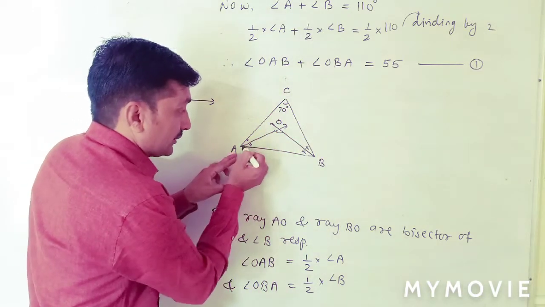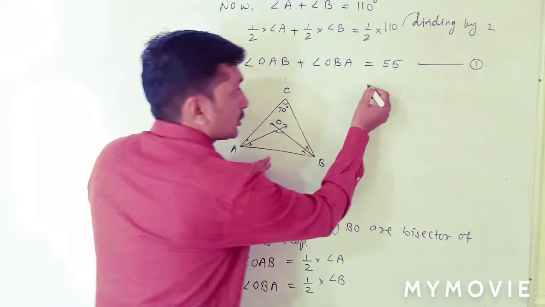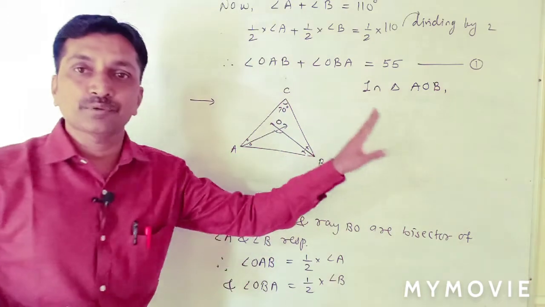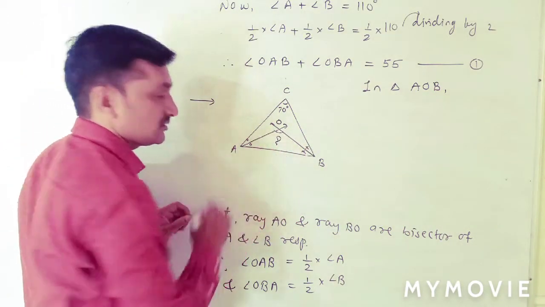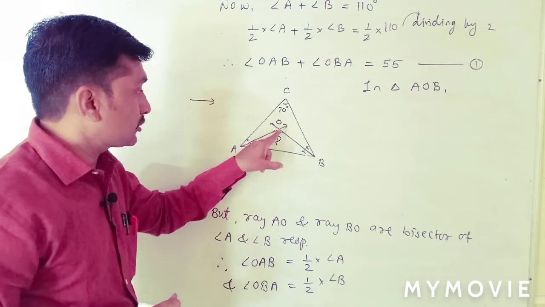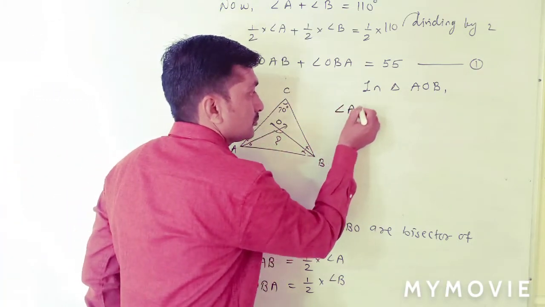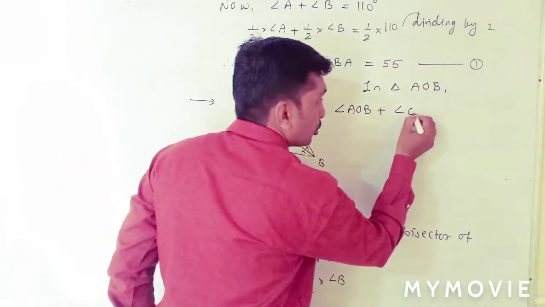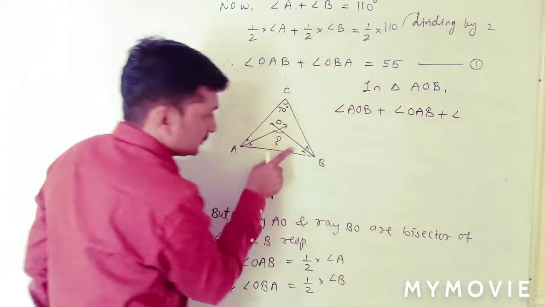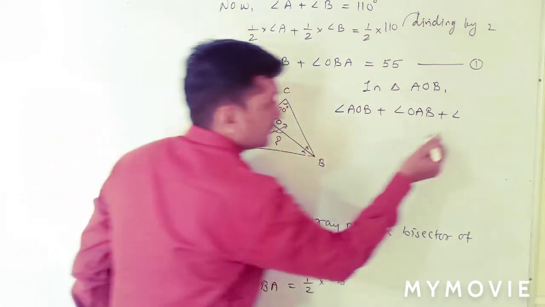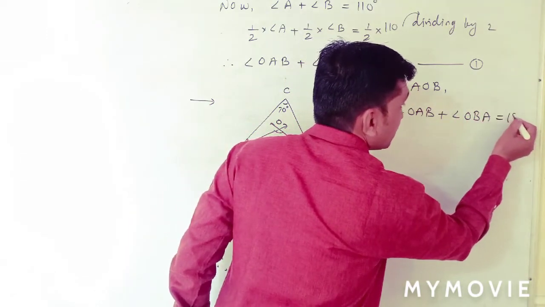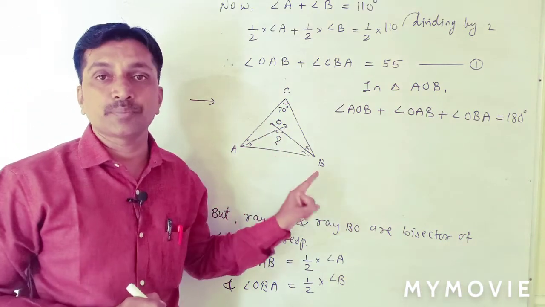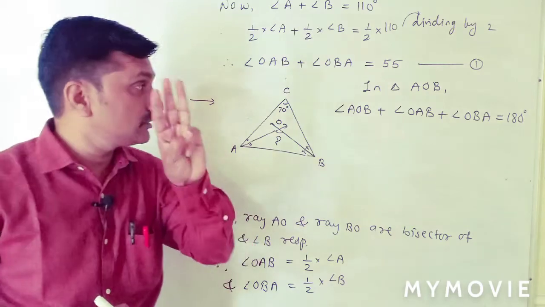Now we want angle AOB. Take this triangle. In triangle AOB, use the angle sum property for this smaller triangle. Angle AOB plus angle OAB plus angle OBA is equal to 180 degrees. For the smaller triangle OAB we have used the angle sum property: the sum of three angles of a triangle is 180 degrees.